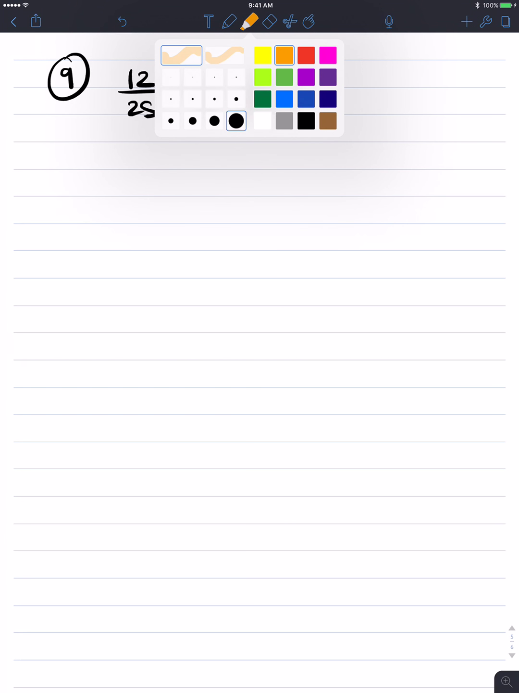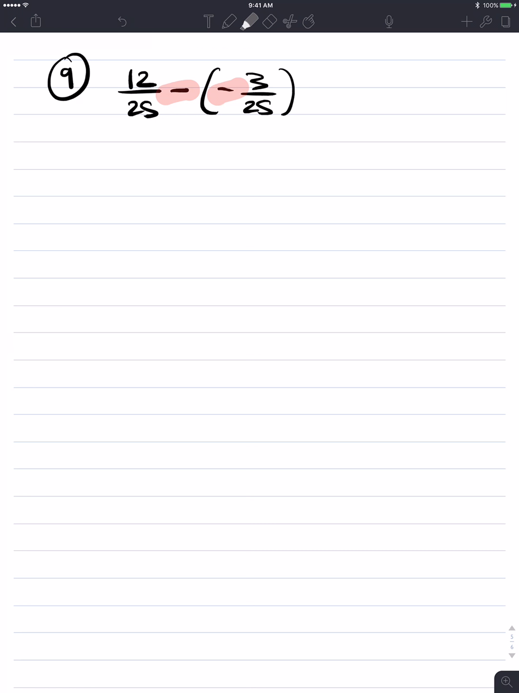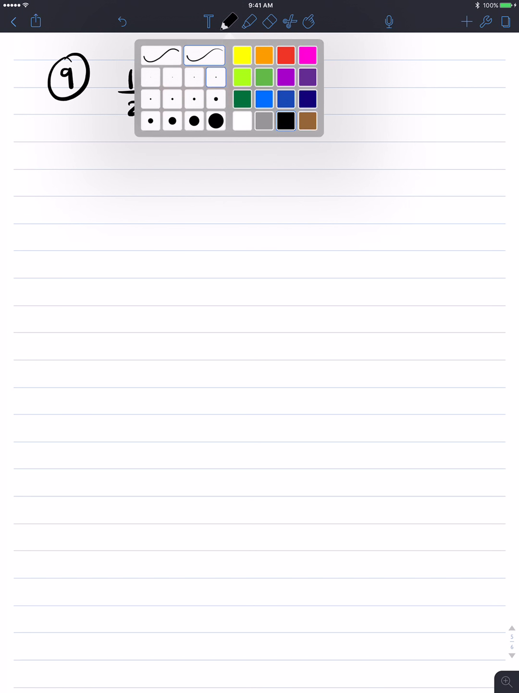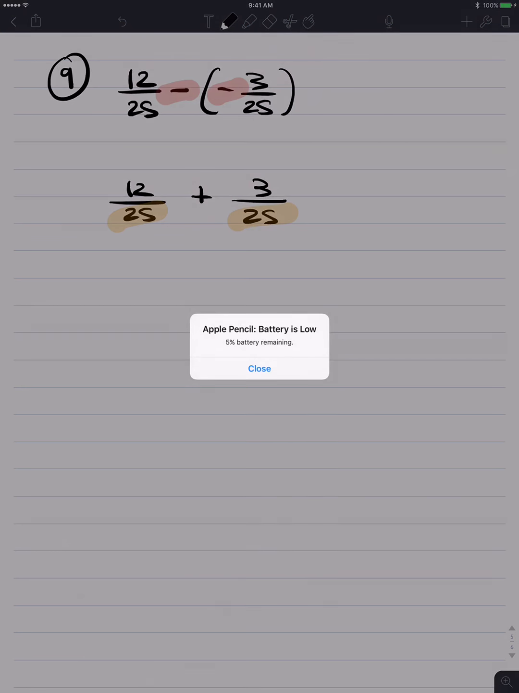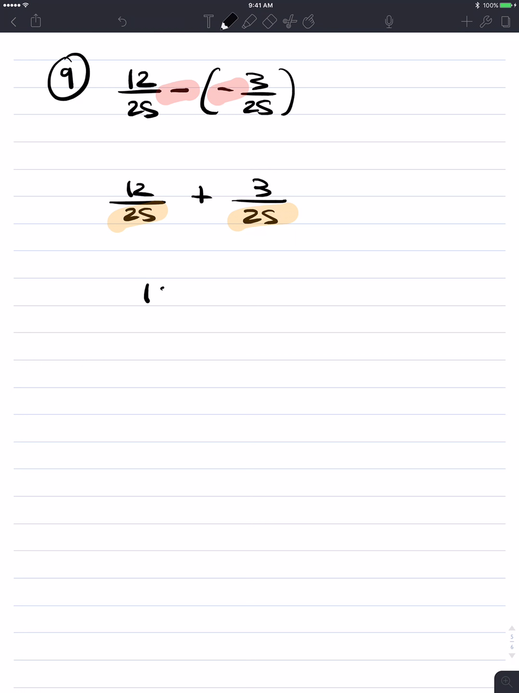Number 9, 12 over 25 minus negative 3 over 25. This is what we call the minus situation. 12 over 25 minus a negative 3 over 25 can be written as 12 over 25 plus 3 over 25. We have again the same denominators. 12 plus 3 over 25, and we'll get 15 over 25.